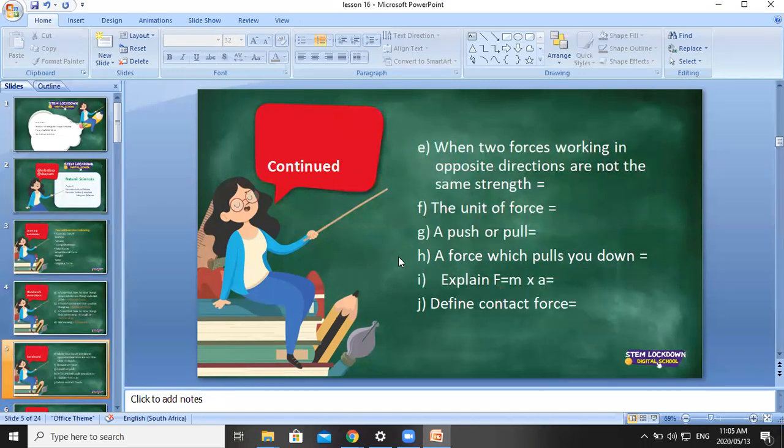Let us move on. When two forces working in opposite directions are not the same strength, what do we call it? We say those are unbalanced forces. We have done this.